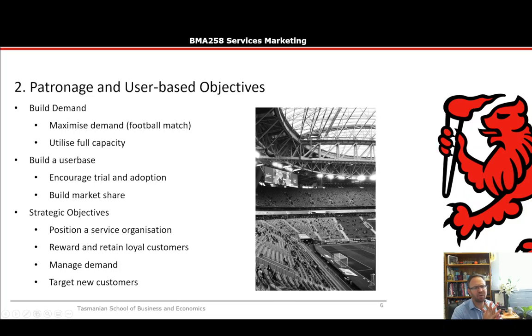Now we've got these patronage and user objectives. One of those is to build demand. Now, sometimes it's not about maximising the money for each.